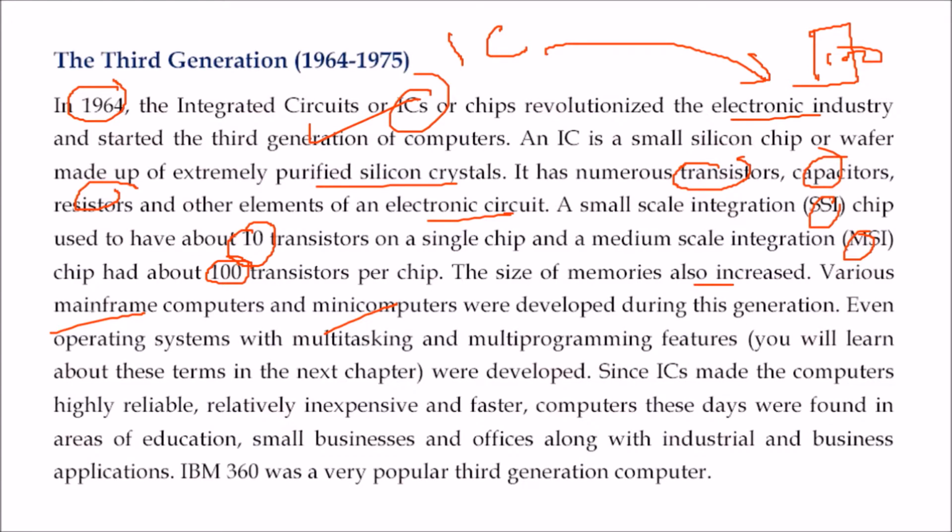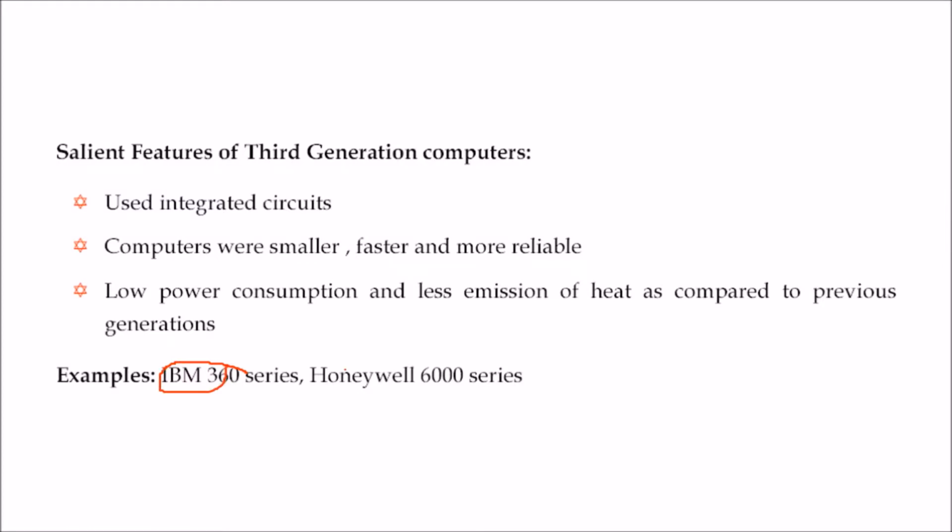The operating system, which started in the second generation, was now enhanced to multitasking and multi-programming features. We'll see about this. The ICs were very reliable, very inexpensive and faster, and the computers were used in the areas of education, small businesses and offices, along with industrial and business applications. IBM 360 and Honeywell 6000 series are all third generation computers. The salient feature of third generation computers is that they used ICs, integrated circuits. The computers were smaller, faster and more reliable, and the power consumption was low and the heat was less.